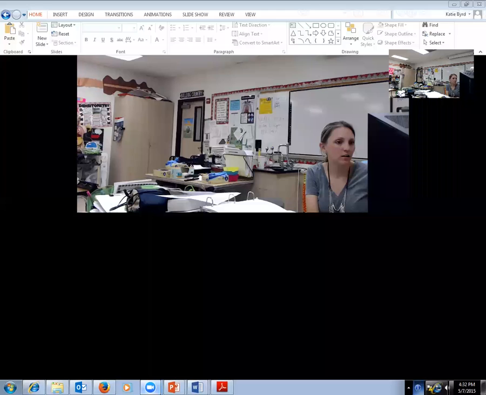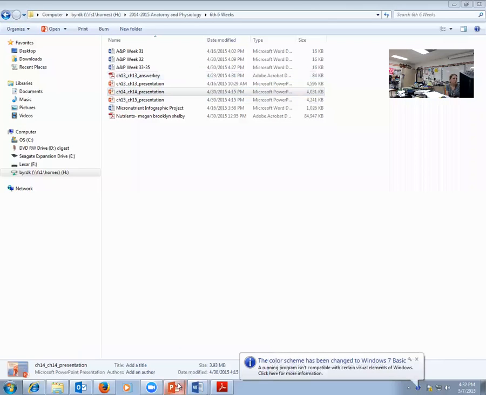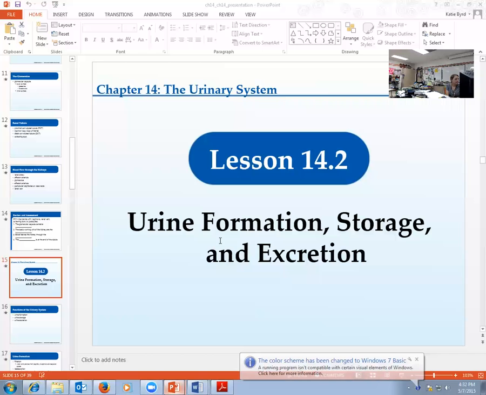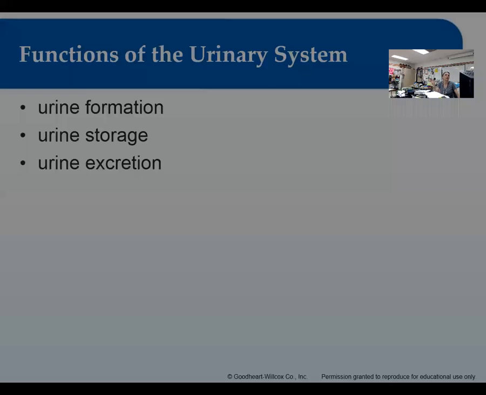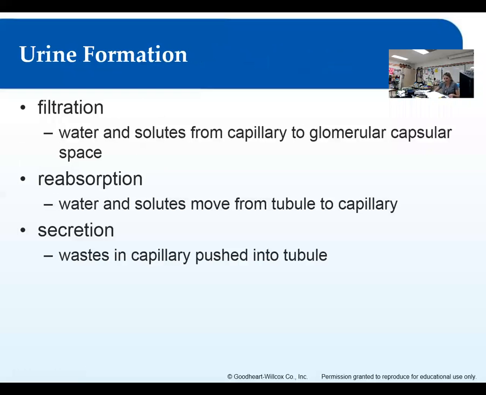So you have PowerPoint up. Okay. So functions of the urinary system. It forms urine, right? It makes it so that it can excrete waste, stores it, and then actually does the excretion of it. So let's talk about urine formation first.